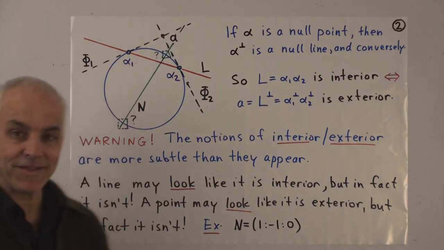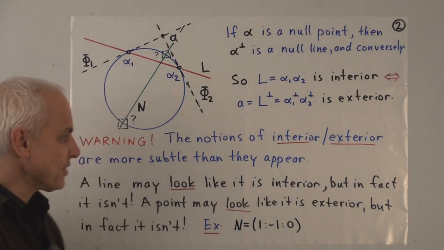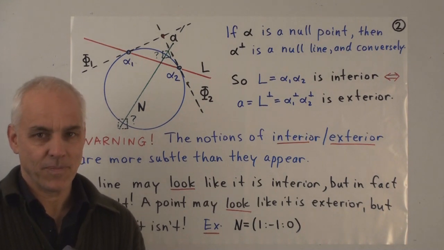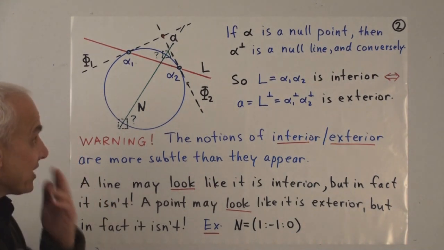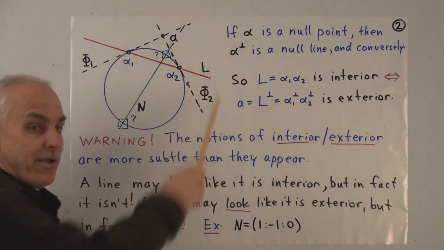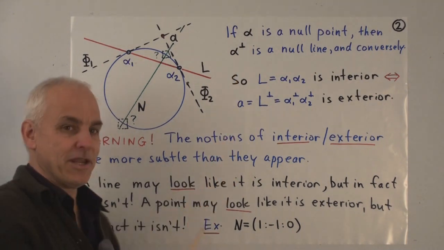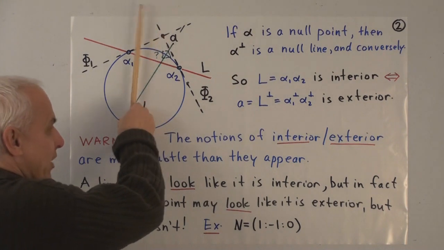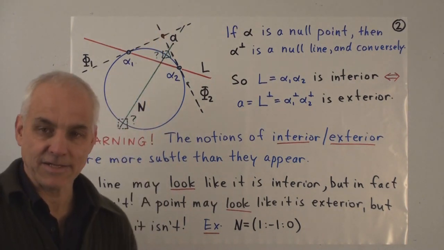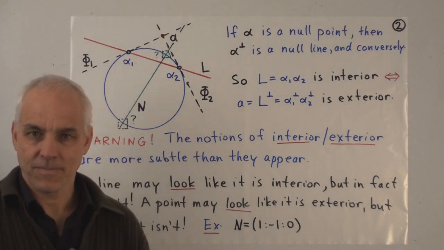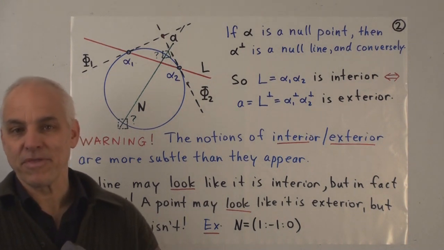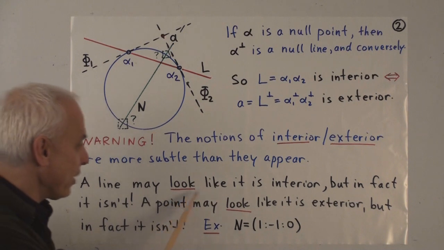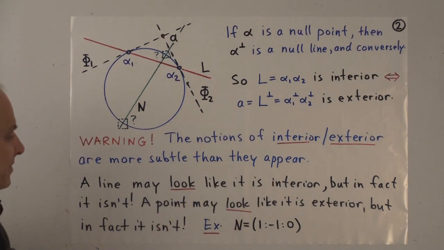Now let me make a warning at this point. These notions of interior and exterior are more subtle than they appear. It's not the case that every point that looks like it's outside here is actually an exterior point. It's not the case that every line that looks like it's inside here is an interior line. The condition is in fact a number theoretical one. And so it may be that a line may look like it's interior, but in fact it isn't.